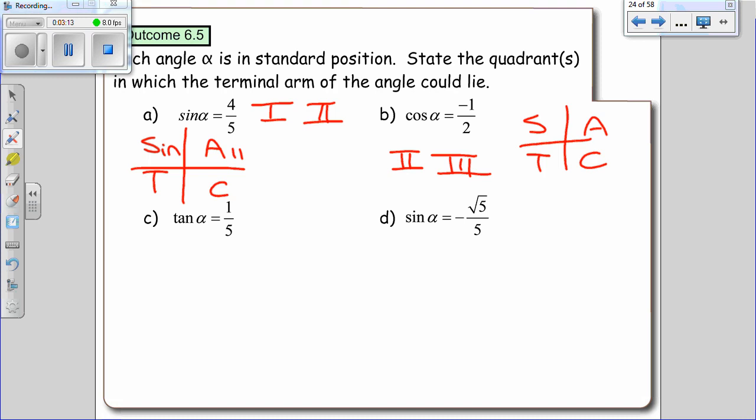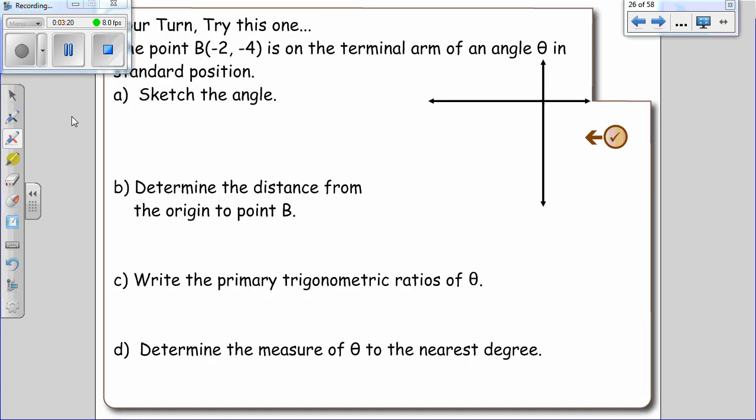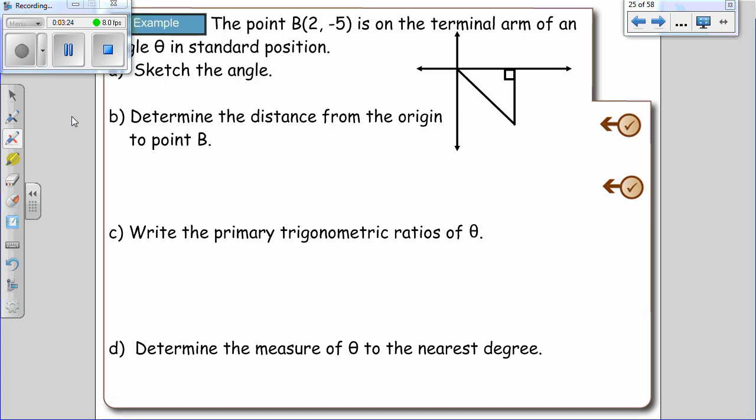And we haven't really done any questions that would actually be useful to us. So we're going to do a couple of those. We'll start with this one, which is pretty standard. They give you a point B. It's at 2, -5. So they gave you the point right here. That's point B, 2, -5.